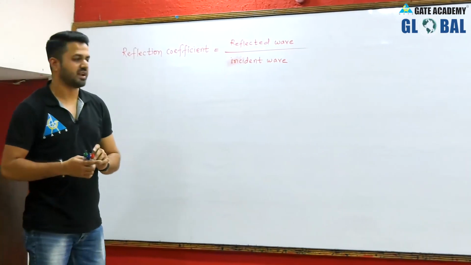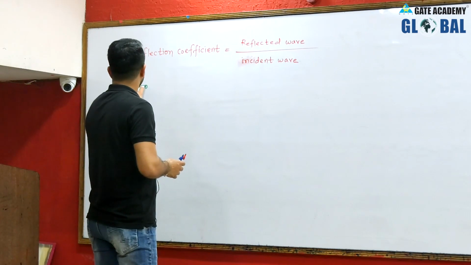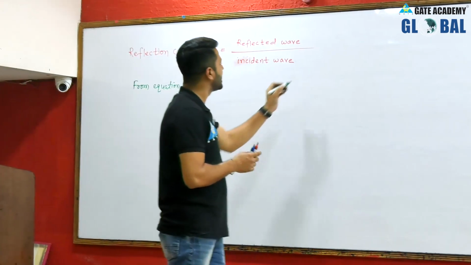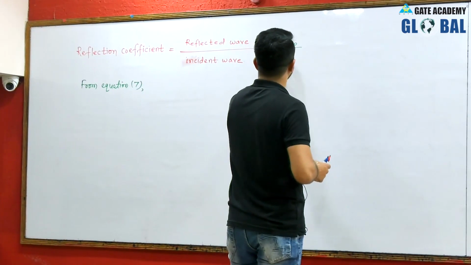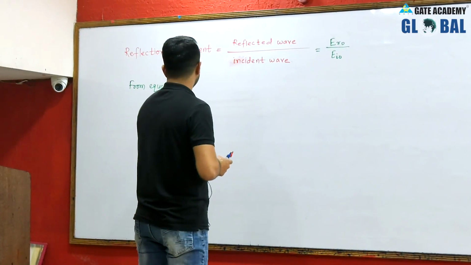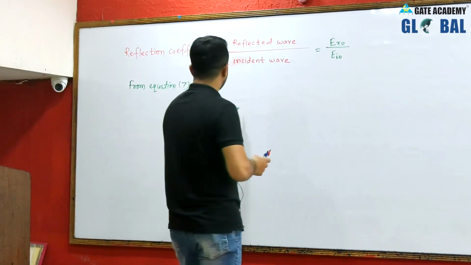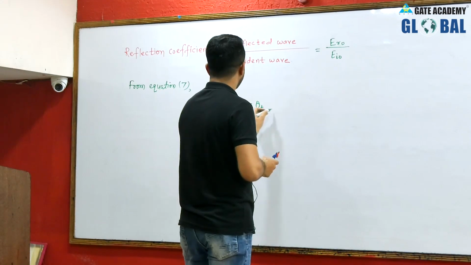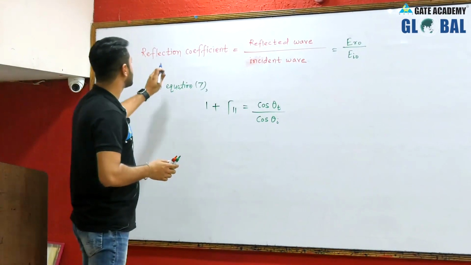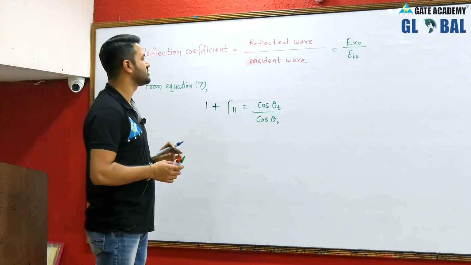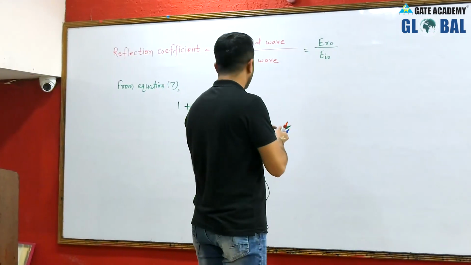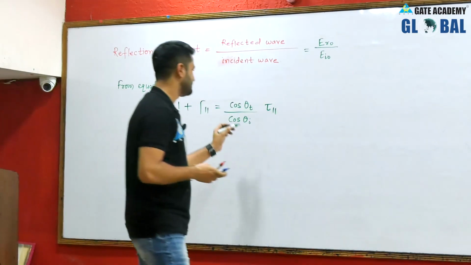Because we are defining it for the parallel polarization, from equation number 7, I don't have this equation, you can refer to that. The reflected wave is represented by ER0 and the incident wave is EI0. So according to that, it should be 1 plus gamma parallel equal to cos theta t divided by cos theta I. This is equation number 7. Similarly, the transmission coefficient is the transmitted wave divided by the incident wave, that would be ET0 divided by EI0, and it is tau parallel.